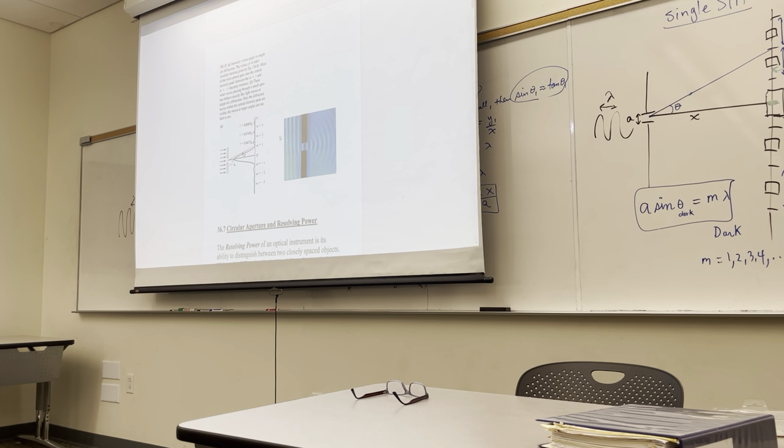So this expression that I wrote on the board for the intensity on the screen, somewhere off from the central bright maximum, is the intensity in the forward direction times the sine of this quantity beta over beta, squared, where beta was 1/2 k a sine of theta.